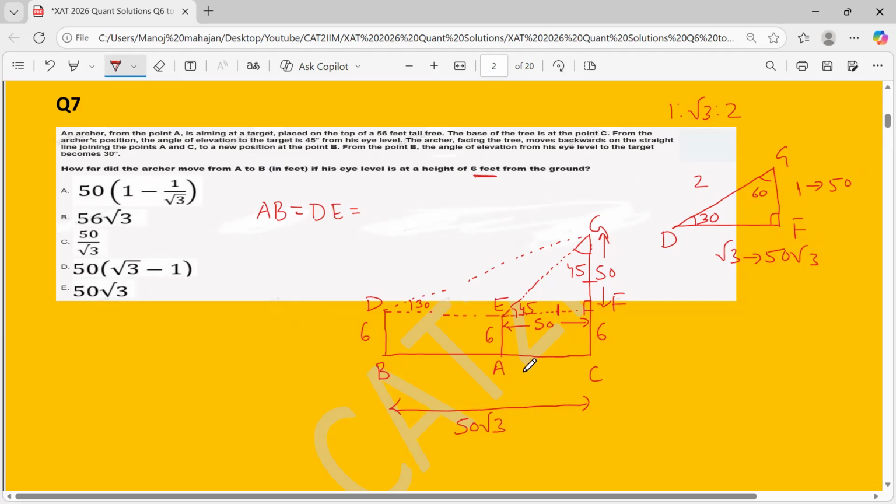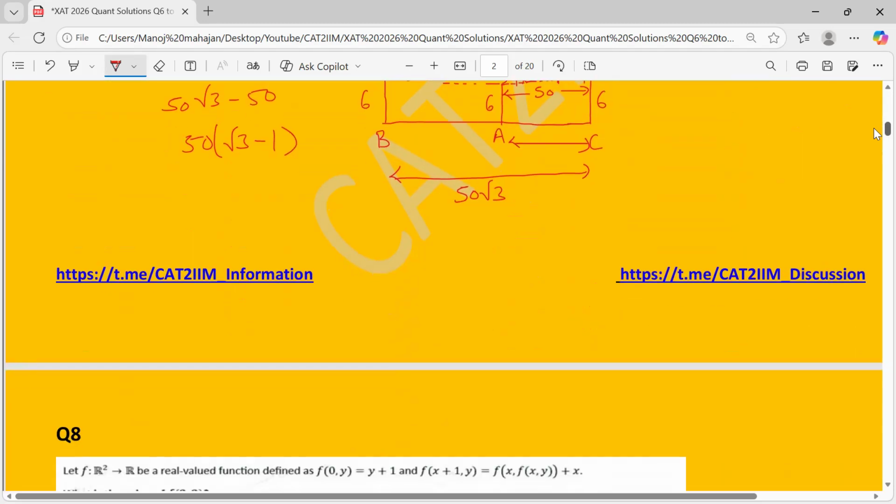So from here we have to subtract this AC, which is same as EF, which is 50. So 50 root 3 minus 50 should have been the answer. If I take 50 outside, I get root 3 minus 1, which is option D out here. So students should have been able to do this problem in the XAT paper.